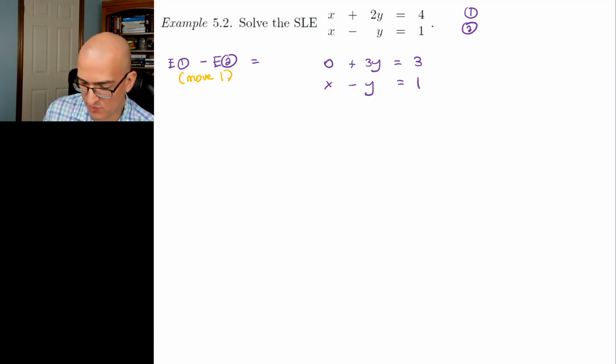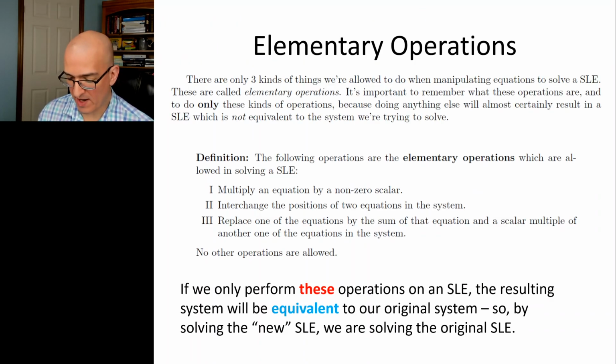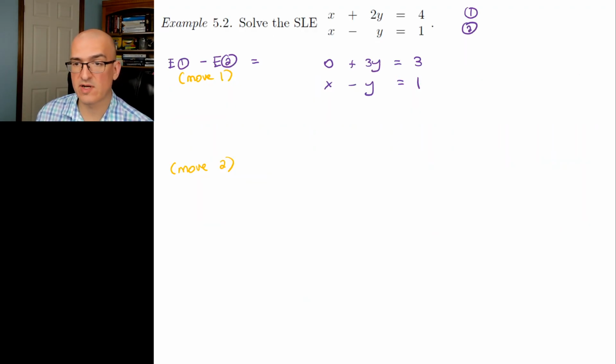Now we're going to do the second move. Now, I know what they are. I memorized them all, but I'm going to go back to those operations and look at what we're allowed to do. We can multiply an equation by a scalar, interchange positions, replace one equation by the sum of that equation and a scalar multiple of another. So that's the one we just did. We did the third one. Now I'm going to do the first one. I'm going to multiply by a scalar.